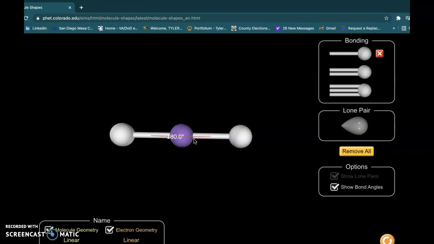And so, yeah, that is VSEPR theory. That is Lewis dot structure, and that is how the Lewis dot structure helps us create VSEPR theory and the geometry of a molecule.